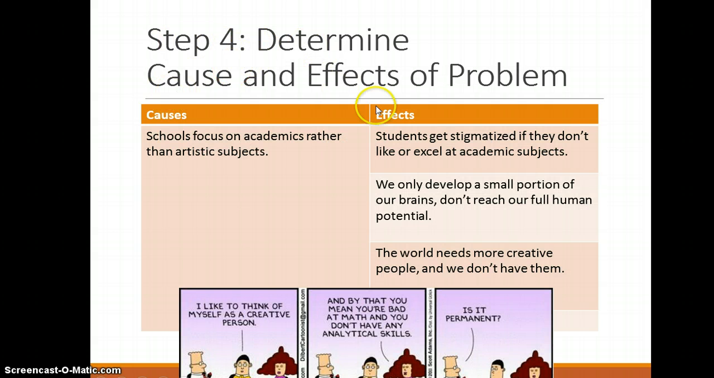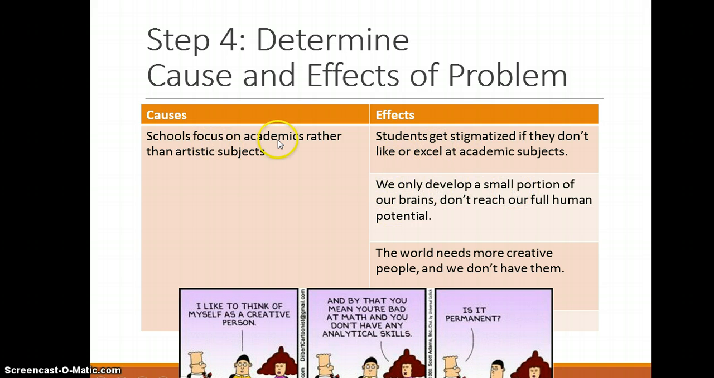Then you're going to determine some causes and effects of the problem. So in that TED Talk with Sir Robinson, he talks about how schools focus on academics rather than artistic subjects, and that cause has many effects. First, that students get stigmatized if they don't like or excel at academic subjects. Like in my Dilbert cartoon here below, when someone says they're creative, they get stigmatized as if they don't have any math or analytical skills.